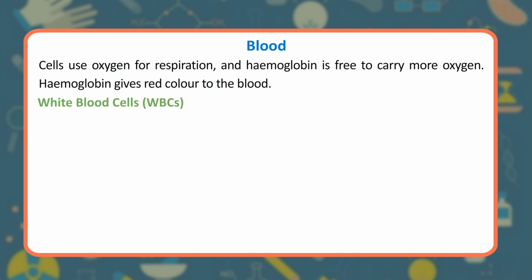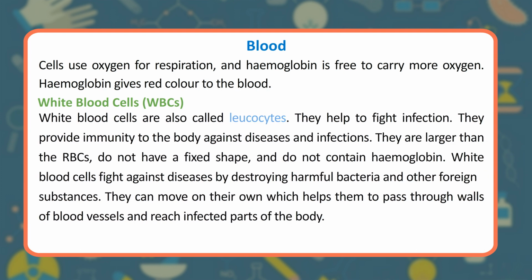White blood cells, WBCs. White blood cells are also called leukocytes. They help to fight infection. They provide immunity to the body against diseases and infections. They are larger than the RBCs, do not have a fixed shape, and do not contain hemoglobin. White blood cells fight against diseases by destroying harmful bacteria and other foreign substances. They can move on their own, which helps them to pass through walls of blood vessels and reach infected parts of the body.